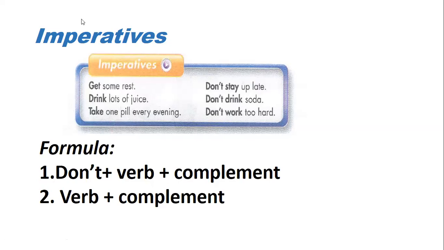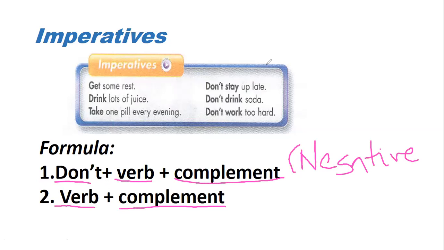Can you see this on your screen? Yes. ¿Pueden ver esto? Okay, yes. Very good. So we have formula number one is the auxiliary don't plus the verb plus the complement, right? That's number one. And the formula number two is verb plus complement. So this formula is a negative formula, right? And this formula is positive. We need to remember that.